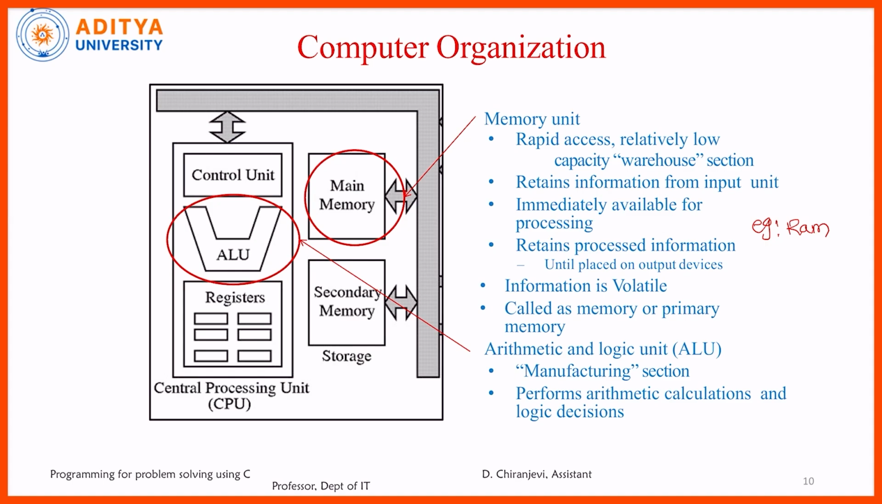And the next section is the arithmetic logic unit. Arithmetic logic unit is also known as the manufacturing section in the computer. It performs arithmetic calculations like addition and subtraction, and it also makes some logical decisions, and it helps the CPU also.